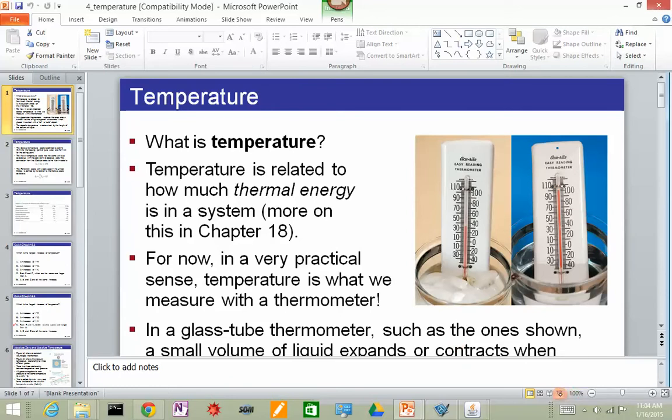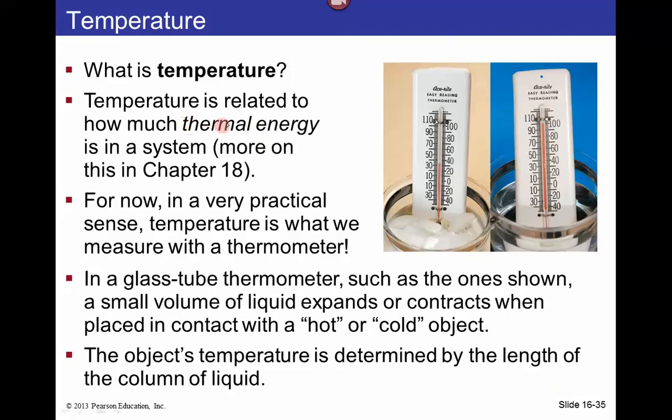So the temperature is related to how much thermal energy there is in a system, and it is also related to the kinetic energy of the particles that we saw in the simulation. For now, until we are able to define this properly, we are going to say that temperature is what we measure with a thermometer. Here you have two thermometers, and you can see one is measuring ice and the other one is measuring water. They have two different readings, and this reading here is what we are going to call temperature.